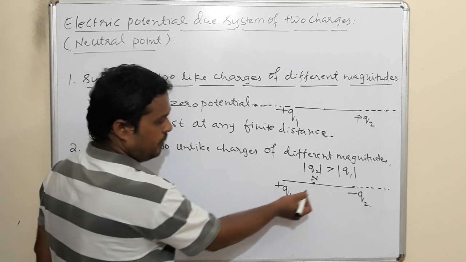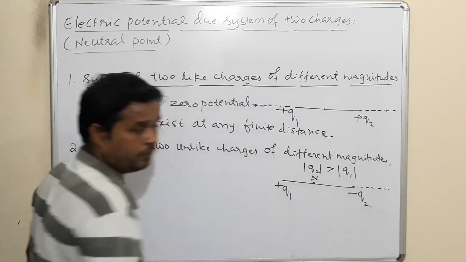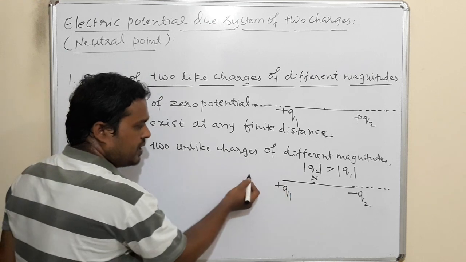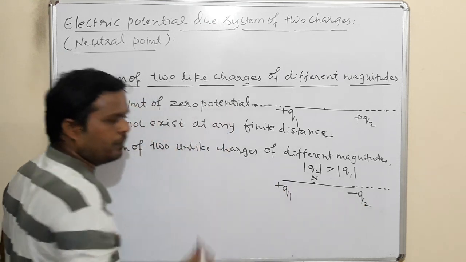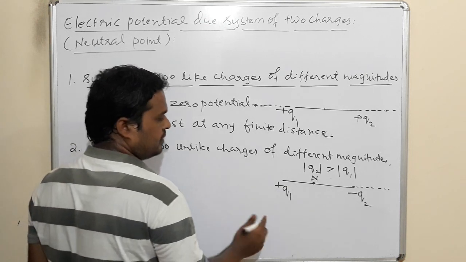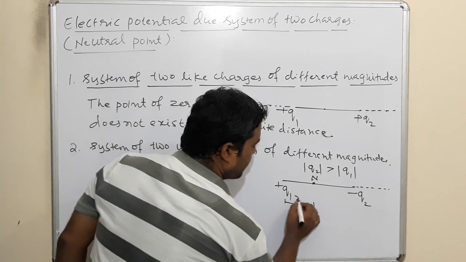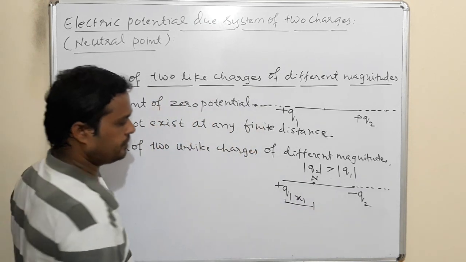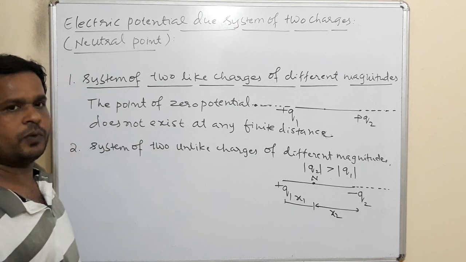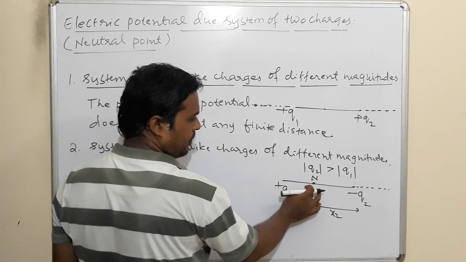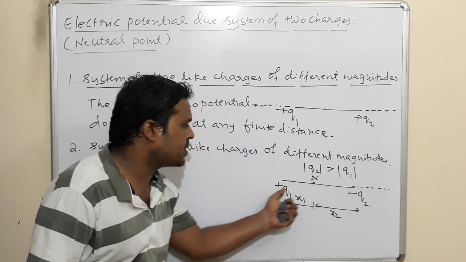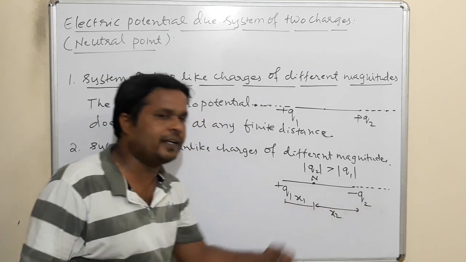Potential due to this charge will be plus and potential due to this charge will be minus. If I take this point outside also, the same situation will be there. Potential due to this charge will be plus, potential due to this charge will be minus. Say this neutral point is at x1 distance from Q1 and at x2 distance from Q2. At this point, the potential of this will be plus and potential of this will be minus.